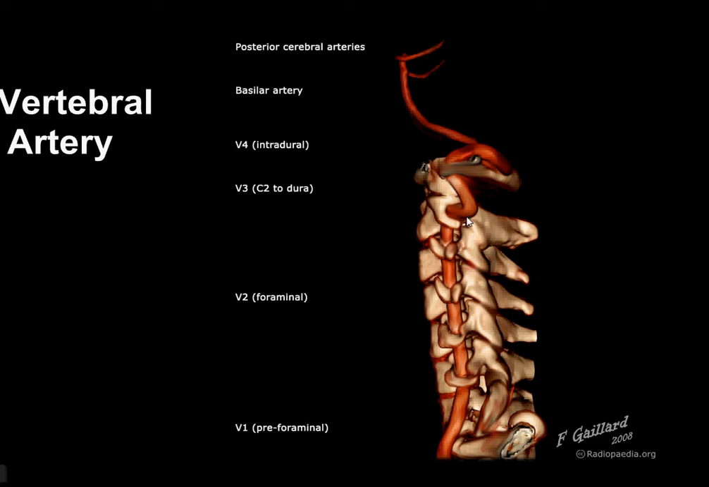It then exits, goes a little bit posteriorly, a little bit laterally, and comes back around, goes through C1, comes again posteriorly, again a little bit laterally, and then comes through foramen magnum. While it's outside of foramen magnum, it's called V3, also extradural. It then enters the dural space and goes in through the foramen magnum and becomes intradural or V4. They then join to become the basilar artery.